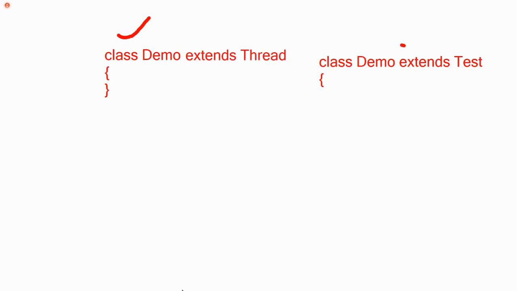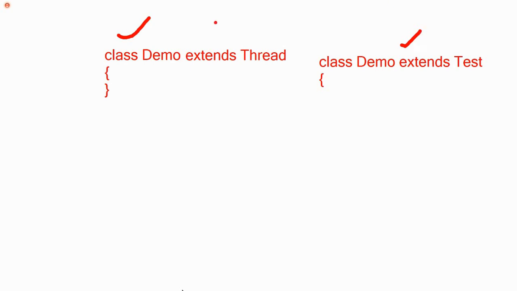Suppose here is one class demo, and the class demo extends another class. Now for this class, if you want to apply multi-threading, what can you do? Can you write extends Thread? No. That's why implements Runnable. What is the purpose for which interface was introduced? To achieve multiple inheritance. That is the purpose.